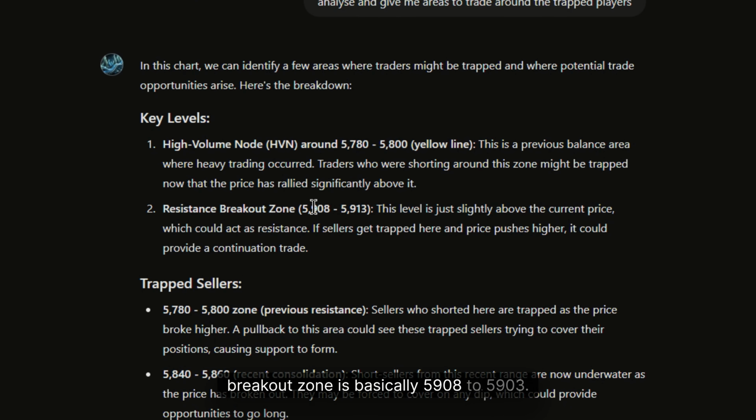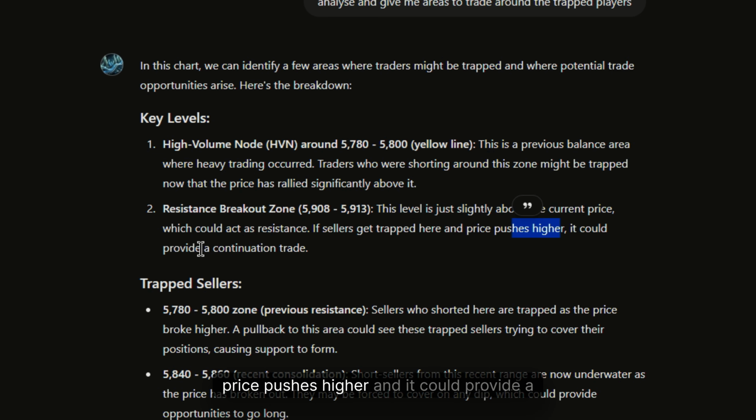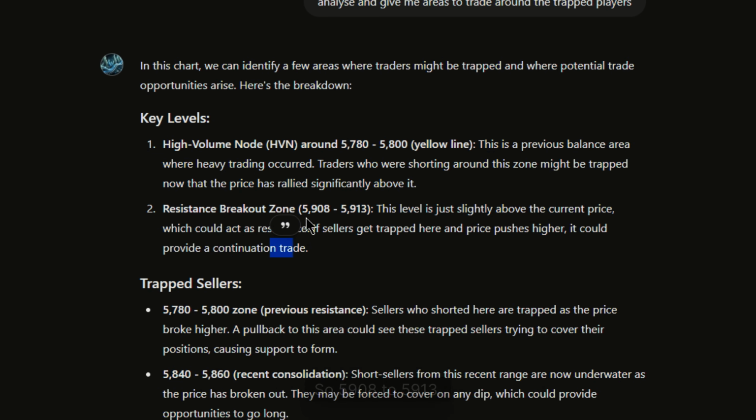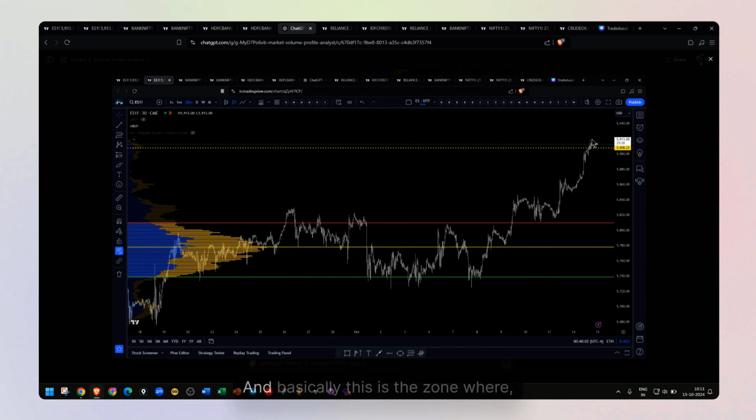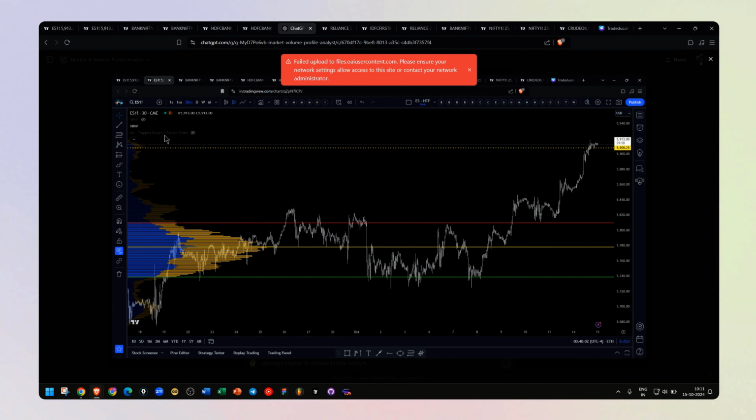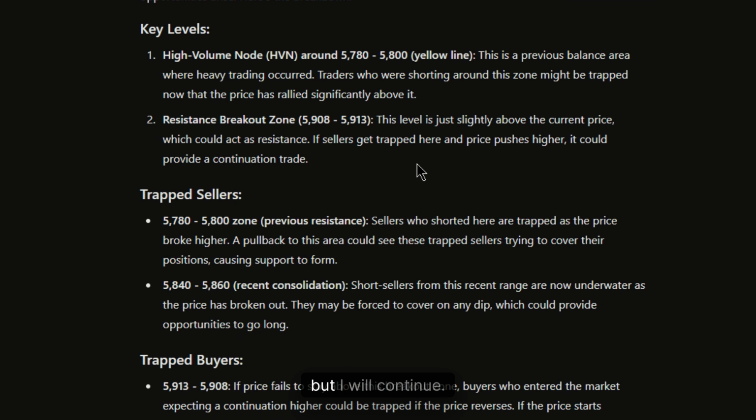Resistance to breakout zones. The breakout zone is basically 5908 to 5913. This level is slightly above the current price, which could act as resistance. So if sellers get trapped here, price pushes higher and it could provide a continuation trade. So 5908 to 5913. Let me open the chart again. And this is also the area where it is again coming up. Okay, I am having some internet bandwidth issues, but I will continue.